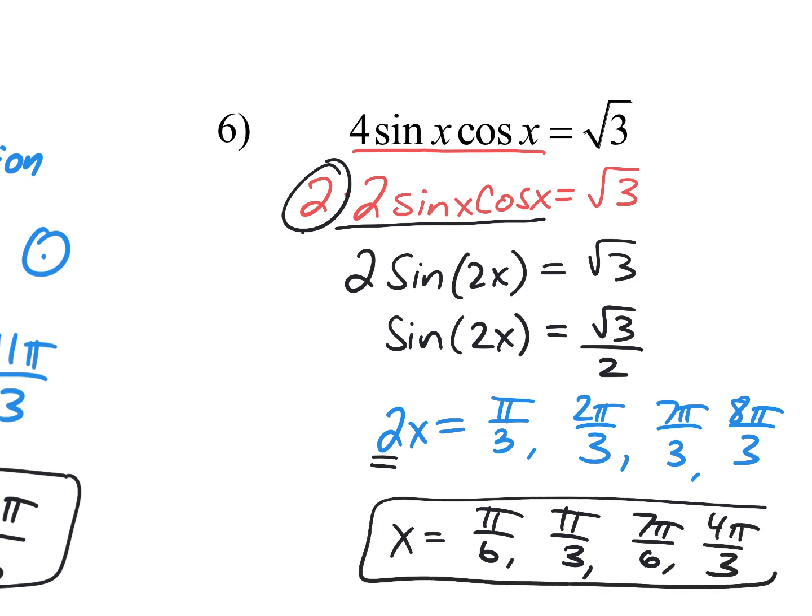Again, even though we included 2 answers, kind of temporary answers that were outside of our solution set, when we divide them by 2, they end up back into our unit circle answers, our solution set of 0 to 2 pi.